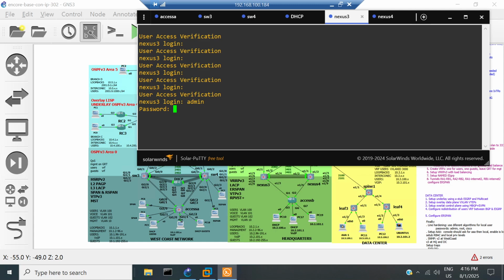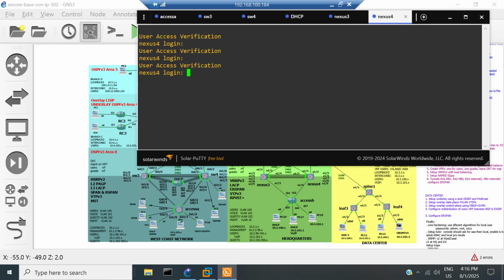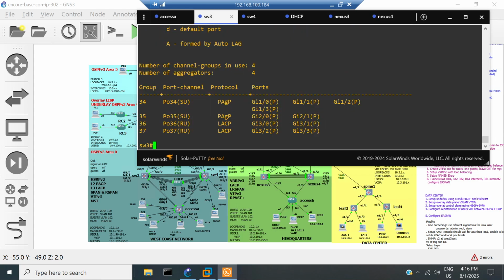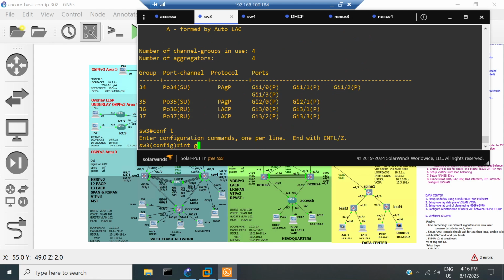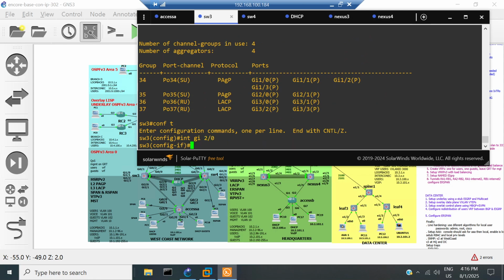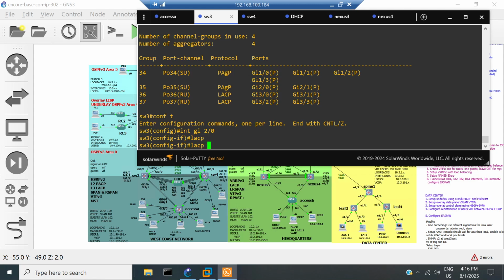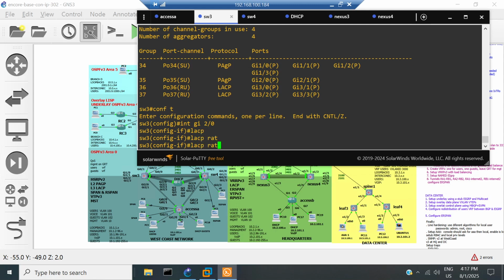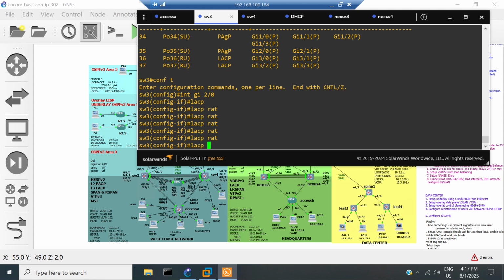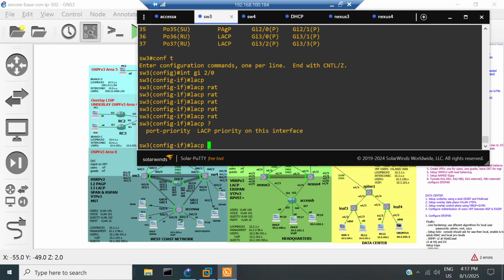I am using Nexus because the LACP implementation in Nexus is more complete than the LACP implementation here in this switch. For instance, if I go to gigabit 2.0 and I want to enable LACP rate, I don't have LACP rate.